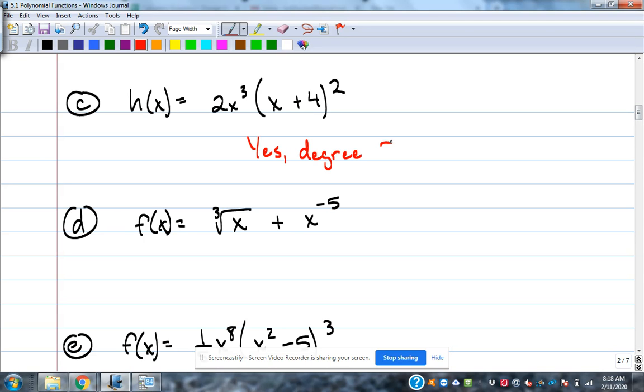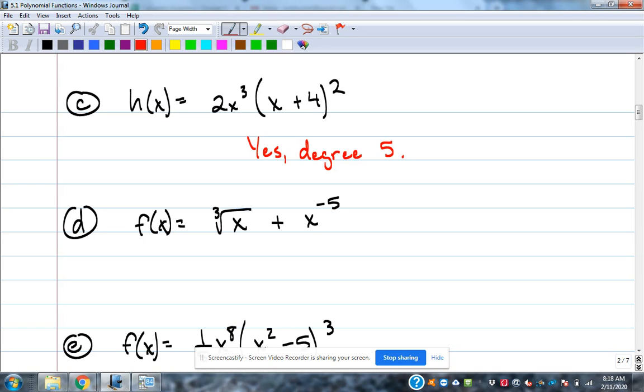Why? The first term would be an x to the 5th power. That's right, because if you multiply out x plus 4 squared, the front term is going to be x squared. And then if you multiply that times 2x cubed, it's going to be 2x to the 5th. So the degree would be 5. We'll have to multiply it out all the way, but you'll know that is what you're thinking about doing.